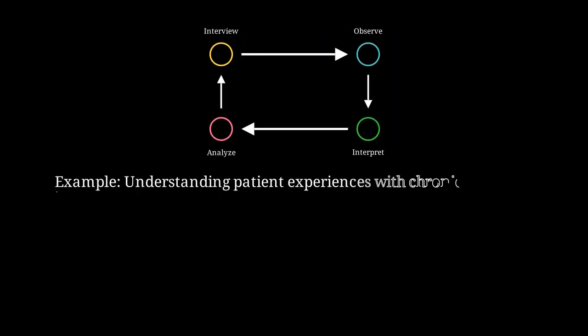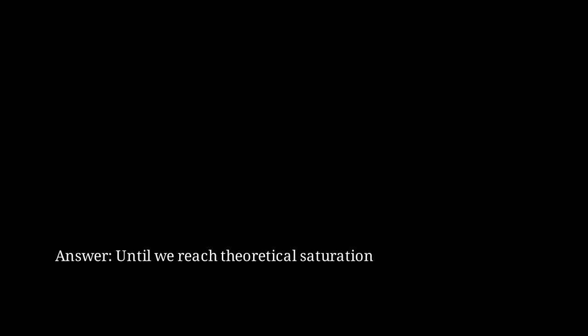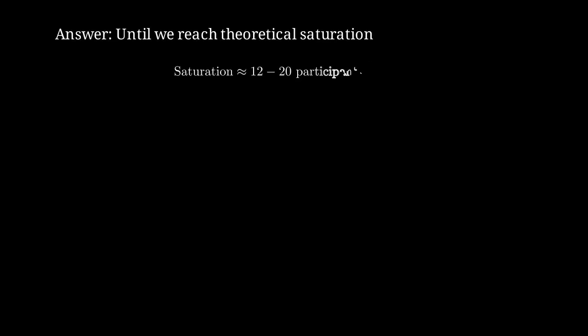For example, understanding patient experiences with chronic illness requires qualitative methods to capture the lived reality. You might wonder, how many participants do we need for qualitative research? The answer is that we continue until we reach theoretical saturation, where new interviews add no new themes. Typically, saturation occurs around 12 to 20 participants, though this varies by research context.